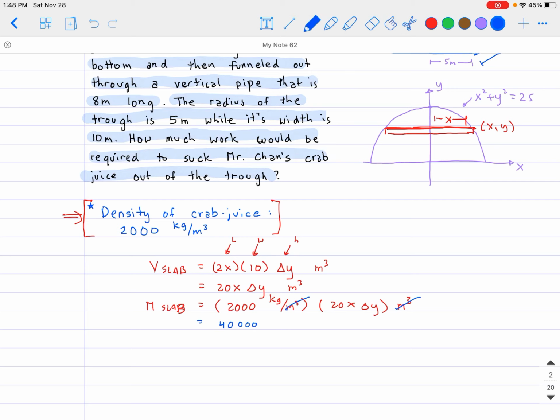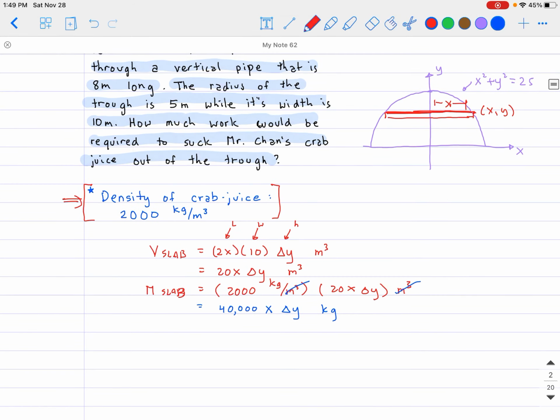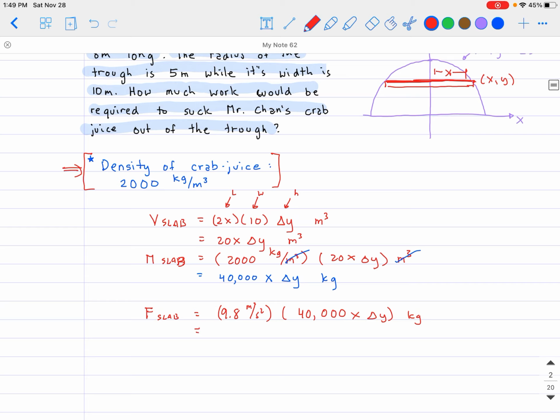So that's going to be 40,000 x delta y, in terms of kilograms. If I know the mass of the slab, in order to get the force of the slab, now we multiply by the acceleration, which is gravity, 9.8 meters per second squared. Multiply by the 40,000 x delta y. All of those units simplify to newton meters. Sorry, it's going to be newtons.